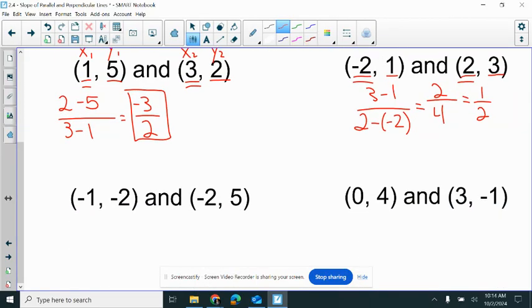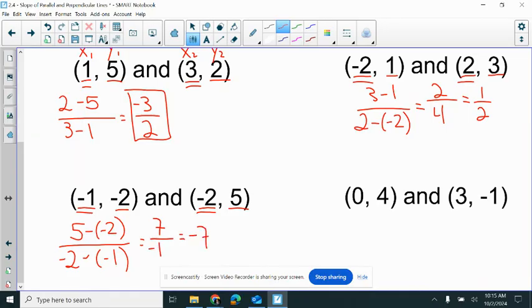This will simplify to 1/2. Let's look at one more example. So this one, I'm going to subtract 5 minus negative 2, y2 minus y1, and then negative 2 minus negative 1. 5 minus negative 2 is the same as 5 plus 2, which is 7. Negative 2 minus negative 1 is the same as negative 2 plus 1, which is negative 1. That equals negative 7.